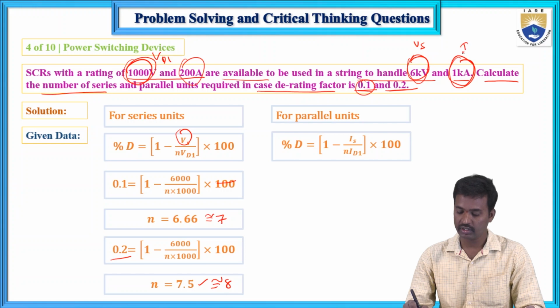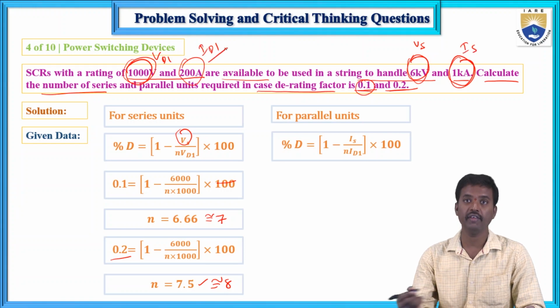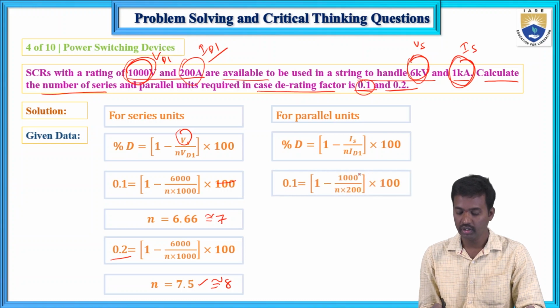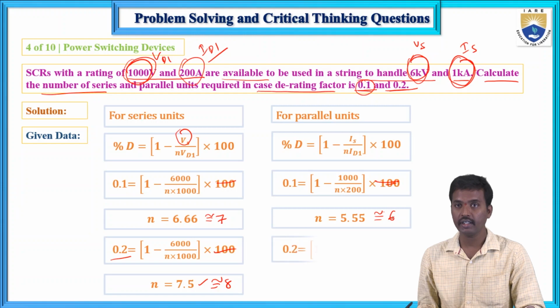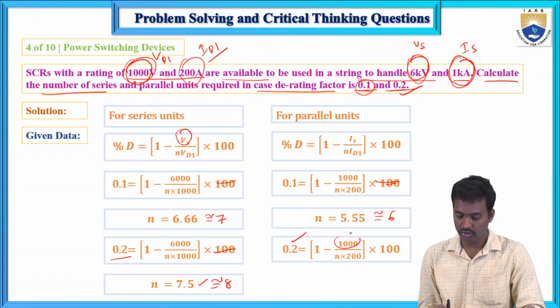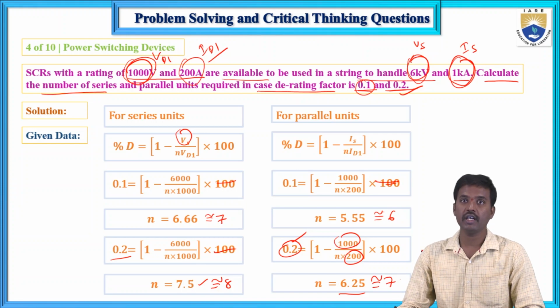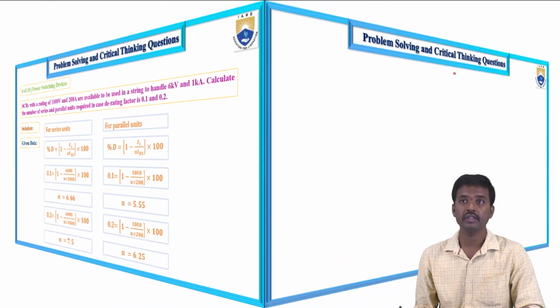So this total current is Is and this is Id1. So now in this case, same 0.1, this 1000 divided by 200. This one is 5.55, that means almost 6. And next for the 0.2 case, that value equals 6.25, means almost 7 SCRs are connected in parallel to handle the 1 kiloampere.